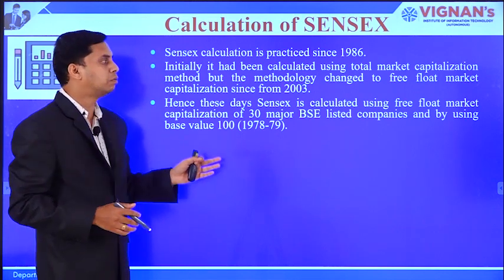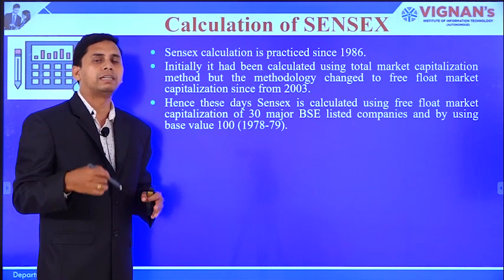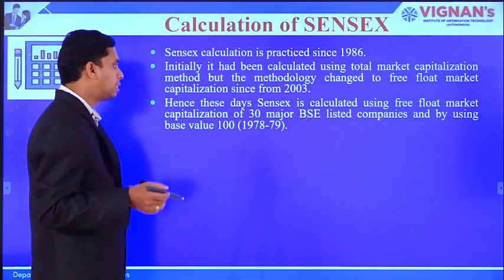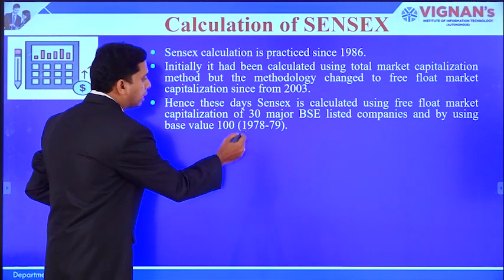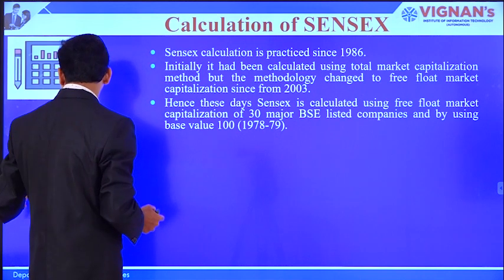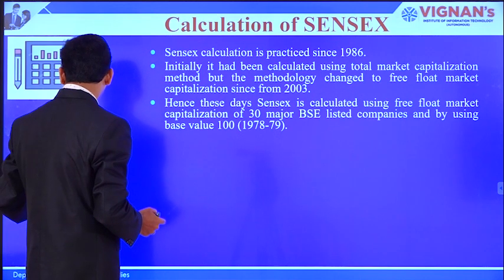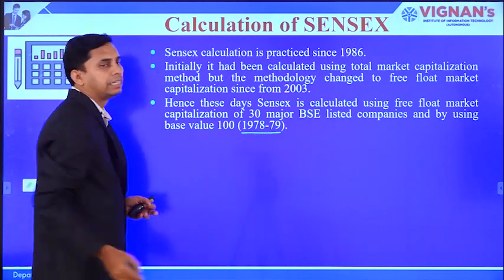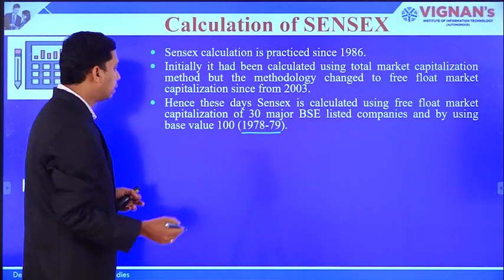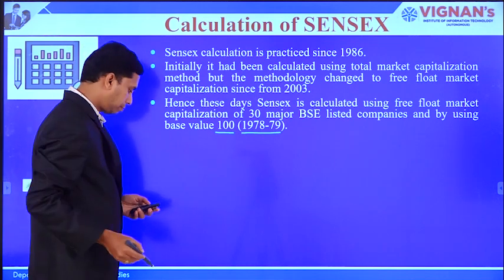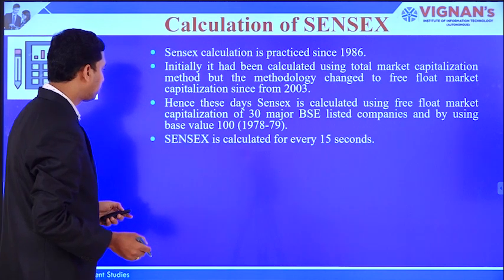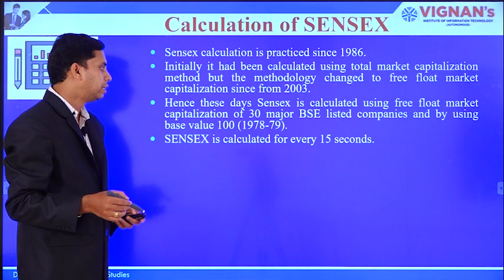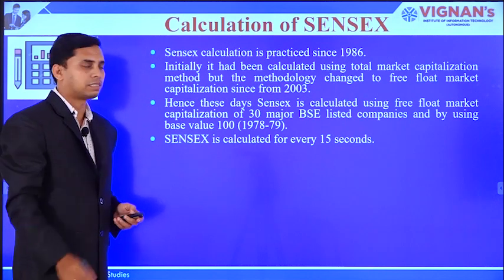The base value must be available for calculating the index value, and the base value for the calculation of the index is considered as the year 1978 and 79 value. So, for the Sensex calculation, the 1978 and 79 base year value only will be taken, that is 100. And the Sensex value will be calculated every 15 seconds.